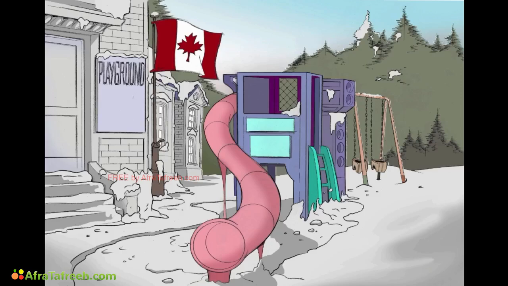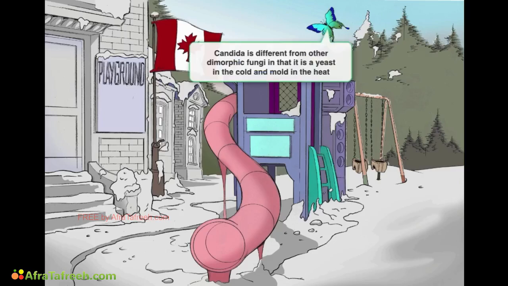Like the other systemic fungal infections, Candida is dimorphic. However, unlike the other systemic fungi, it goes against the adage, mold in the cold, yeast in the heat. Instead, it forms pseudohyphae and budding yeast at 20 degrees, which is cold, and germ tubes, which are hyphae, at 37 degrees Celsius. Once again, we'll remember the fact that Candida is dimorphic using our recurring symbol for dimorphic yeast, the dimorphic butterfly.